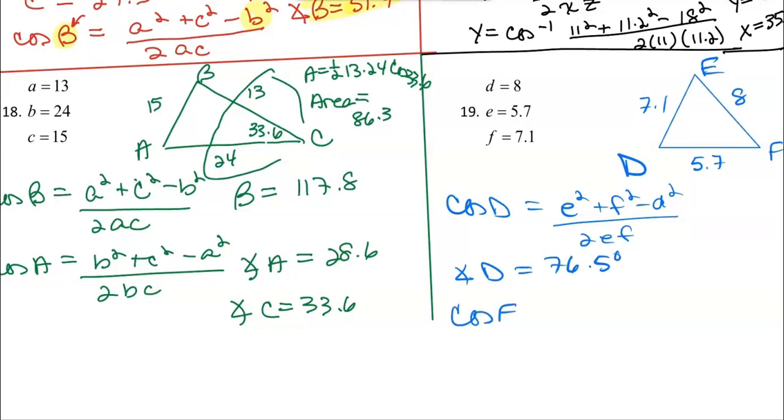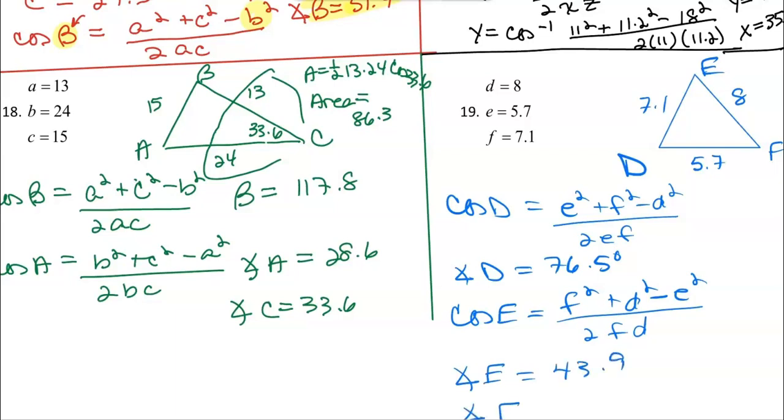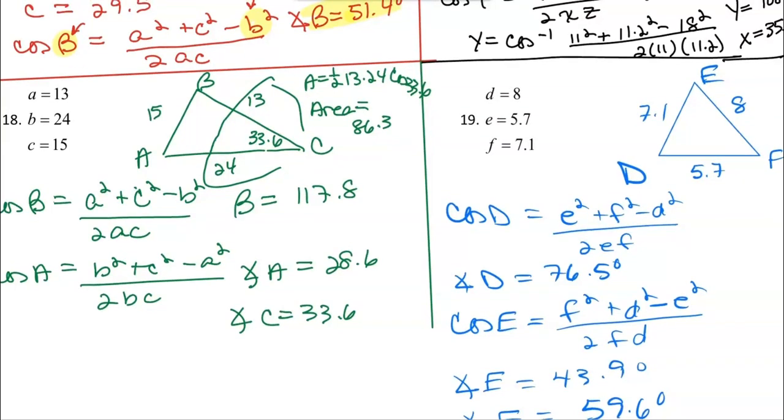Then I went through cosine of angle E, and I said that's going to be F squared plus D squared minus E squared over 2FD. I got angle E to equal 43.9. By subtraction from 180, I got angle F to be 59.6. Those are all degrees. Then I put angle F in as 59.6, I used that trio, and I got my area using that trio to be 19.7.